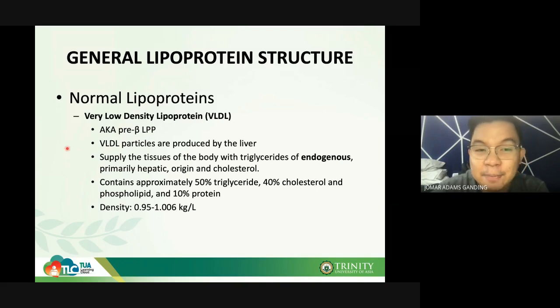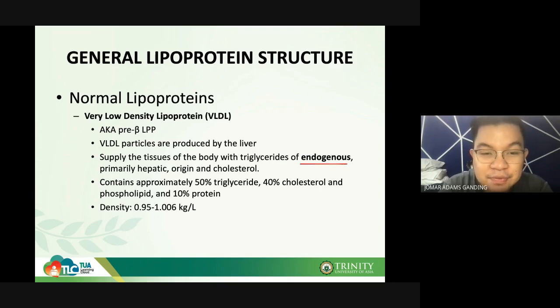So, your VLDL are particles that are produced in the liver. Almost all of them, your VLDL, LDL, HDL, lahat sila sa liver, except for your chylomicrons, produced in the lacteal cells of your intestines. So, your VLDL particles are produced in the liver, so they supply the tissues of the body with triglycerides of endogenous, primarily hepatic origin. What are we trying to say here? Yes, your liver is also able to produce triglyceride, and in this particular sense, these are your endogenous triglyceride.